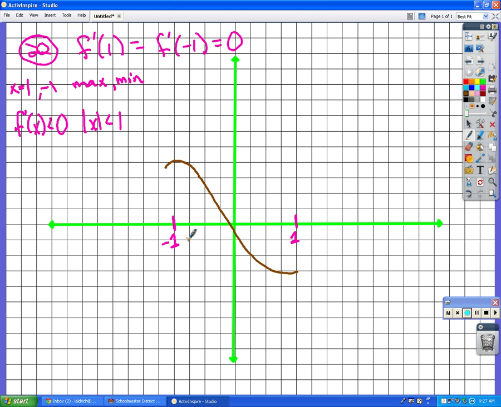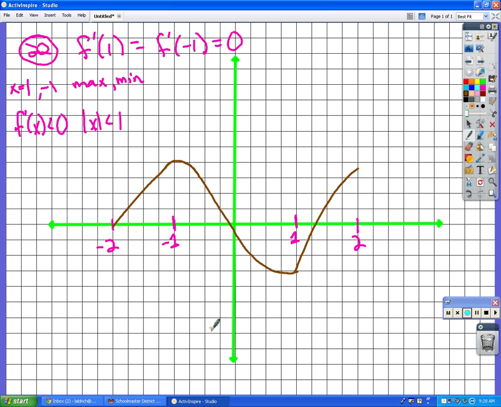Okay? All right, then it says the derivative is greater than 0 if the absolute value of x is in between 1 and 2. So what is going on between 1 and 2? Say again? Increasing, yeah. Because the derivative is bigger than 0. So it's increasing here, like that-ish, and it's increasing here. Okay, so we're going up, down, up.